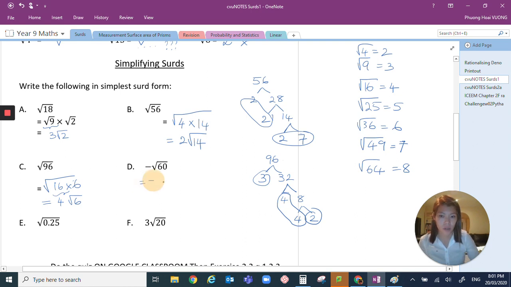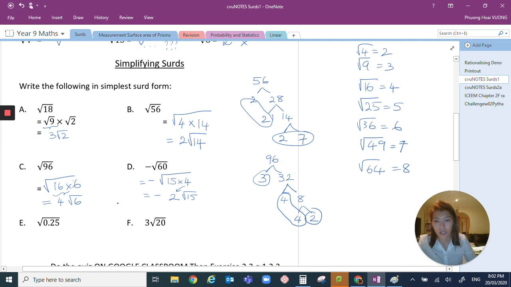Now this one, don't worry about the negative, leave it outside. What do we have? 15 times 4. Now the 15 you can't break up, so put it over that side, and the 4 becomes a 2. So square root of 15 doesn't do anything, just leave it.